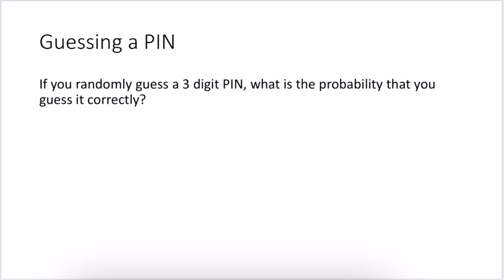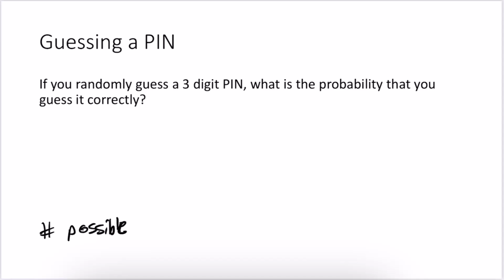So let's say, for example, you were trying to randomly guess a 3-digit PIN, and we want to find the probability that you'll guess it correctly. Well, basically what we need to figure out is the number of possible 3-digit PINs, and then the number of correct 3-digit PINs. So let's start off by figuring out the number of possible 3-digit PINs.